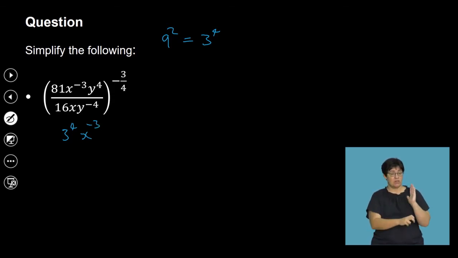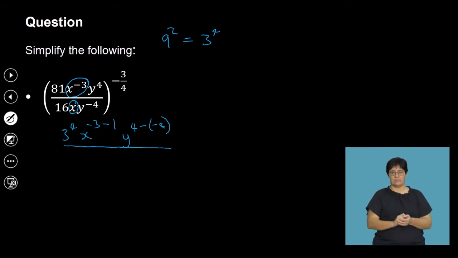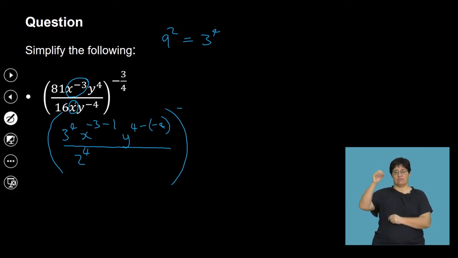Remember the rule. If I am dividing and my bases are the same, I must subtract the exponents. So it will be minus 1, and then I will have y. There's a 4 there, it becomes 4 minus, the y at the bottom has a negative 4. And all of this is divided by 2 to the exponent of 4. And then I will close the bracket because there is something out here which is negative 3 over 4.